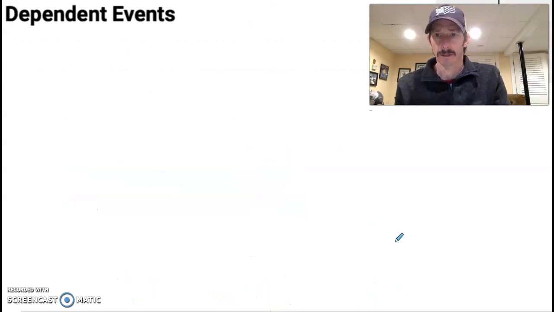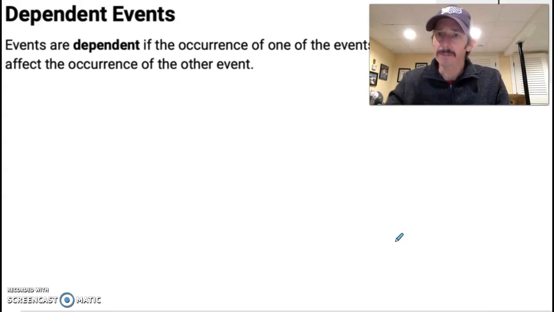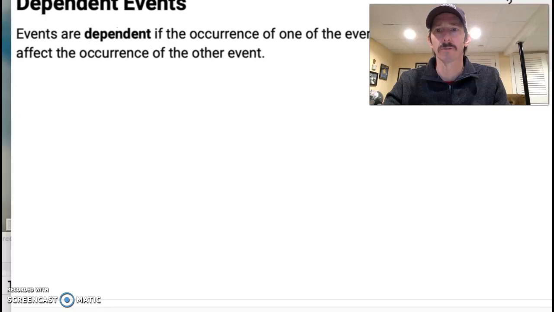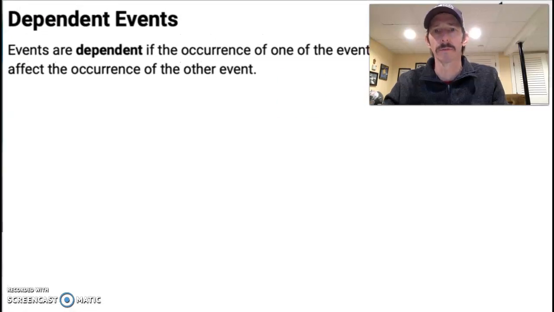And now we're going to move into dependent events. We've been talking about independent, so dependent is kind of the opposite of that. And events are dependent if the occurrence of one event does affect the occurrence of the other event. So this is the exact opposite. So now they actually impact each other. So one does have something to do with the other one.